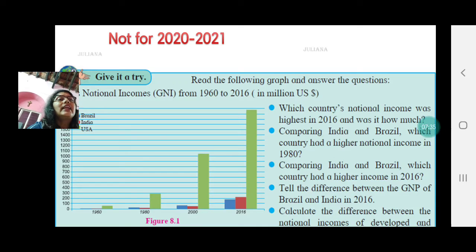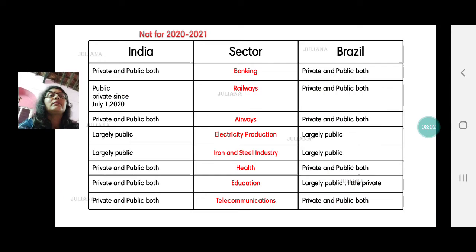Then calculate the difference between the national income of developed and developing countries in 2016. Now USA is way ahead with 1850. India is around 200 or maybe 205, you may take it, and Brazil is somewhere near 180. So you can subtract and you will get the difference. We will not go into much detail. Now this is also not for 2020-21 exams, but it is for us to understand.